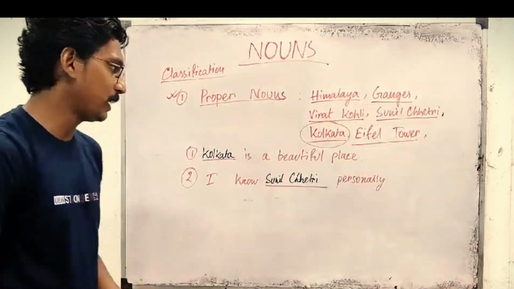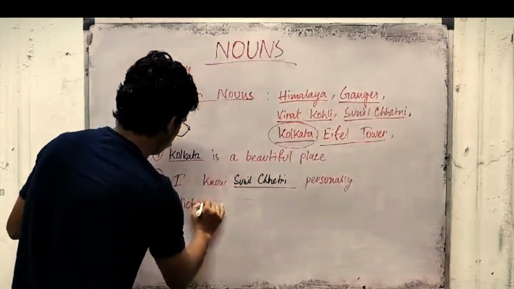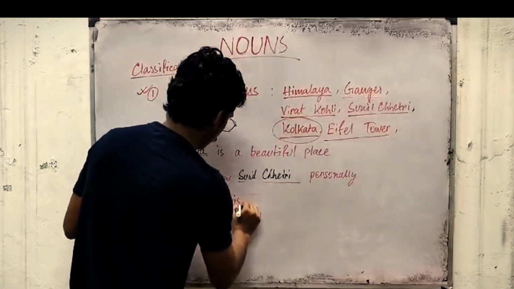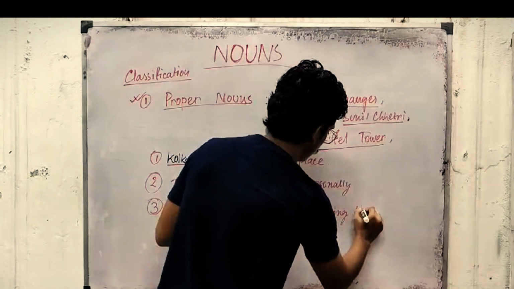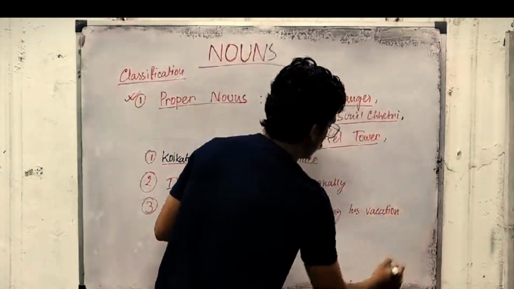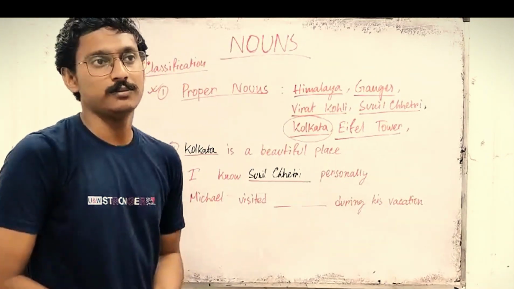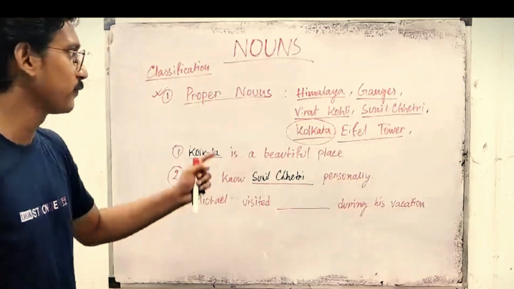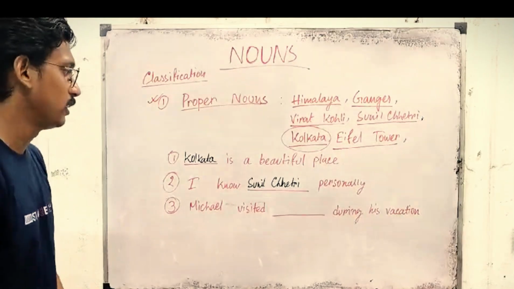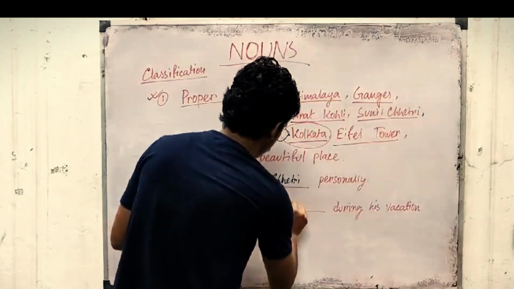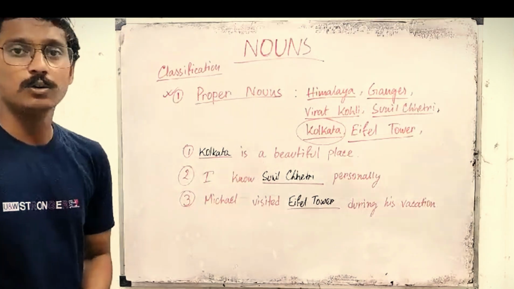For the third example, I will write another gap. Michael visited dash during his vacation. Now we can use the proper noun of an event or a place. Here we have several options. This is Himalaya, Ganges, or the Eiffel Tower. We can say that Michael visited the Eiffel Tower during his vacation. So we are getting hold of what a proper noun is.